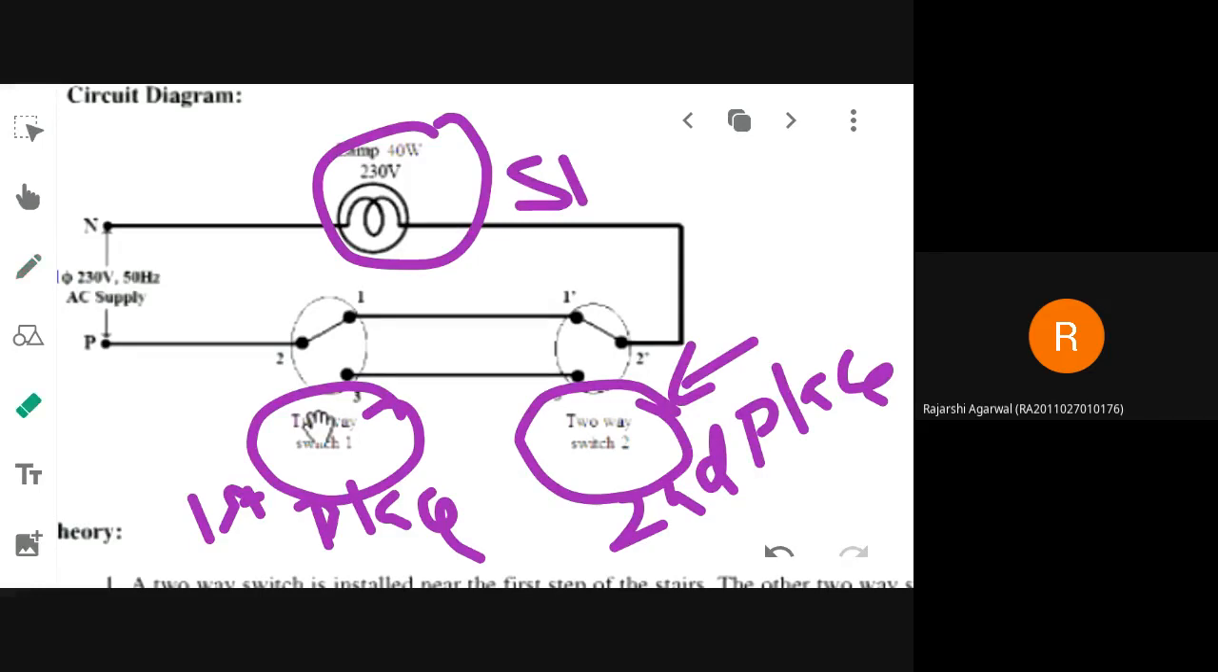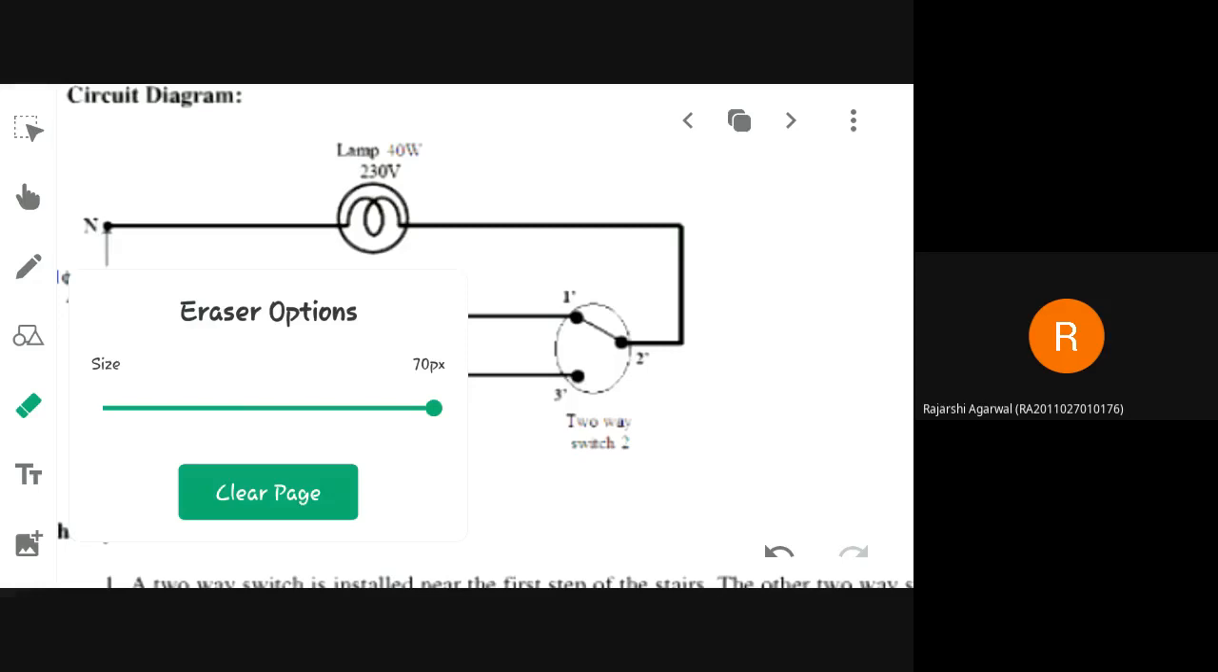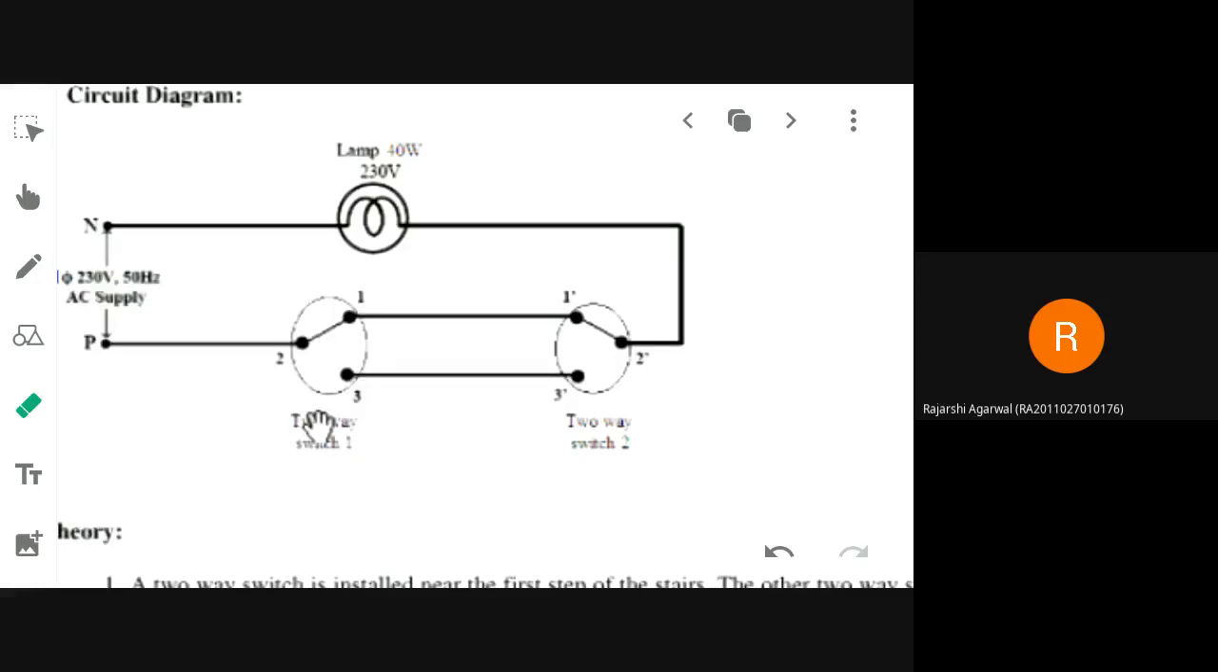So the definition for staircase wiring is that you want to operate the load from two different places. Remember the definition. This is one important viva question. You want to operate one particular load from two different places. So what is staircase wiring?